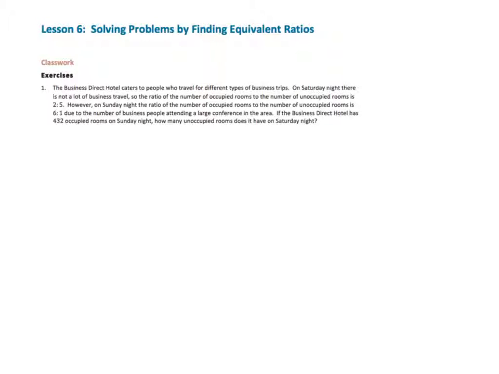Okay, today in lesson 6, we're going to continue to look at more problems where you can solve them by finding equivalent ratios. Let's start by looking at exercise 1.